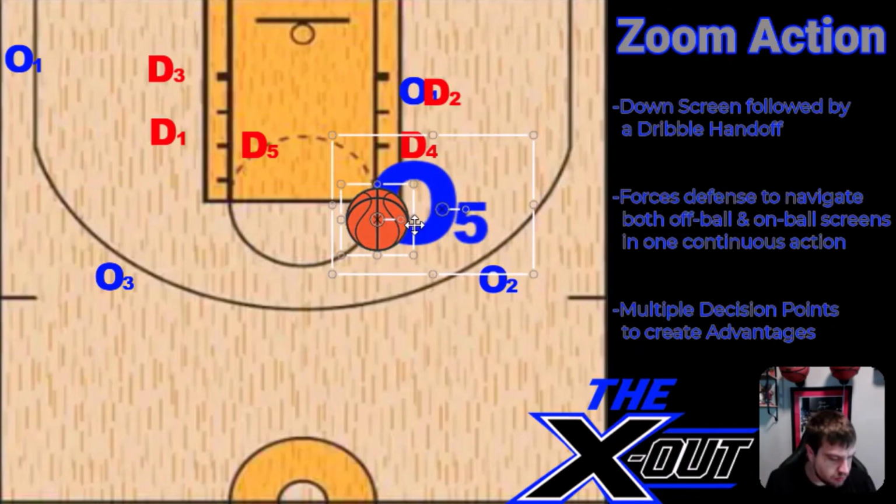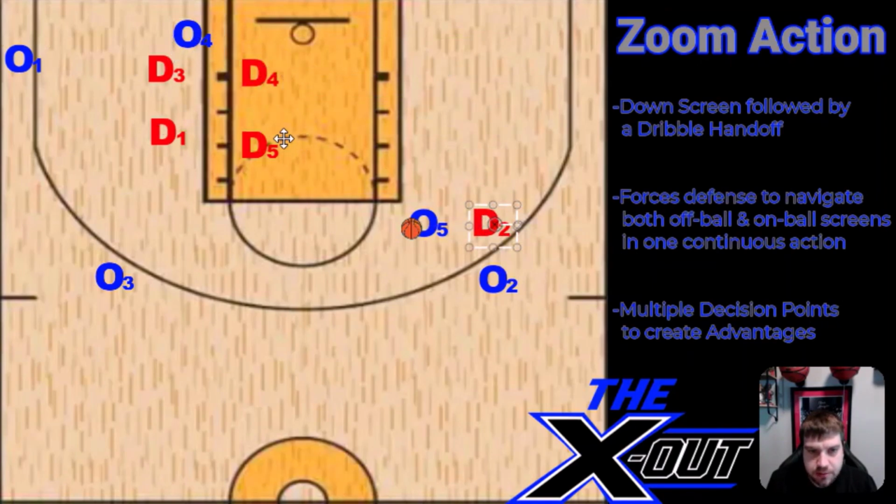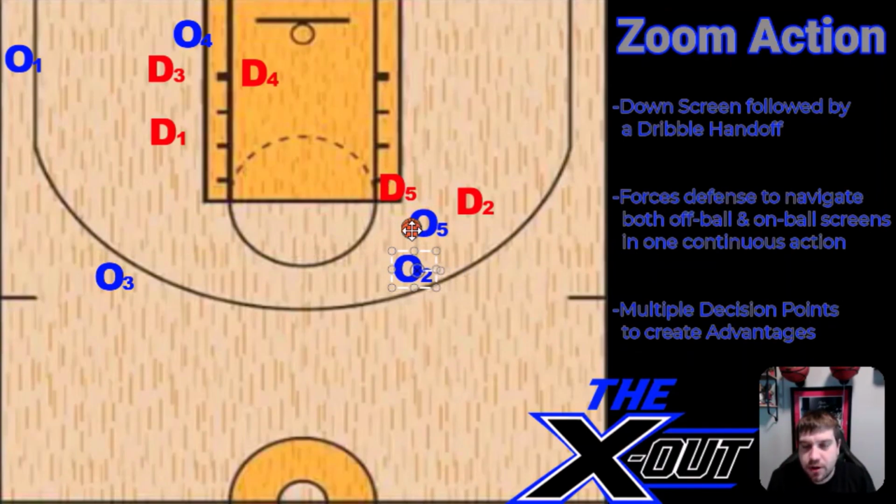Coming this way. This man doesn't get it, so he sinks to backside, short corner. This man comes up. This man should be over here. And we get into the same type of action where we're looking for the advantage. Does the defense go over? Does the defense go under? If the defense decides to go under this, we probably just want to pitch it back for an open 3. If they decide to go over it, same thing we talked about with the 5-out.